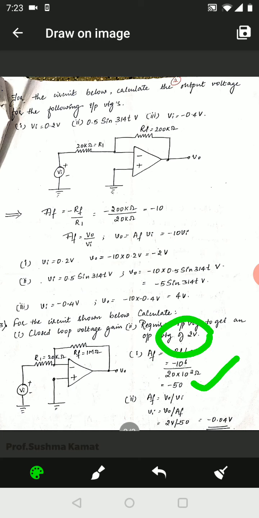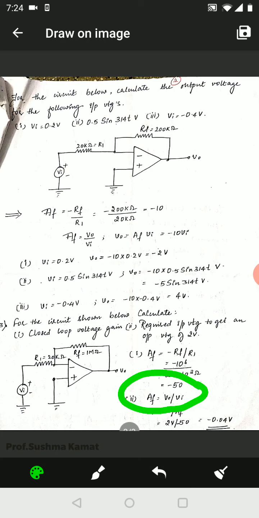Value of output voltage is already being mentioned. So we are now supposed to calculate the value for input voltage. So the formula AF is equal to V naught upon Vi, in which AF value is found out, V naught value is mentioned. So Vi is equal to V naught upon AF is the formula, in which if we put up the values, we will get the answer for Vi.